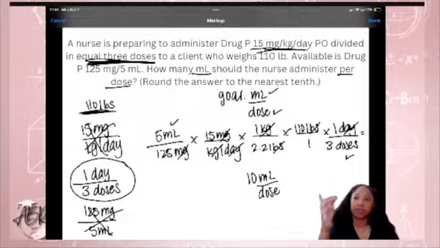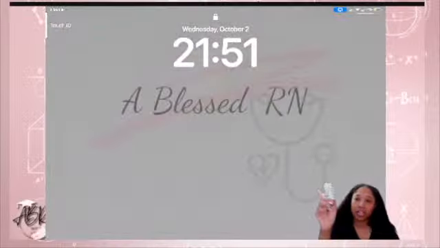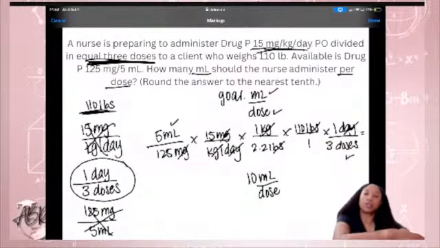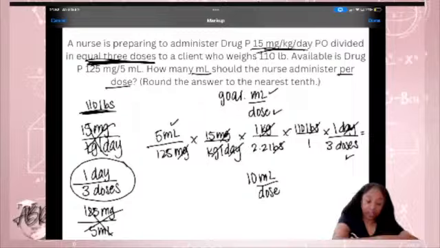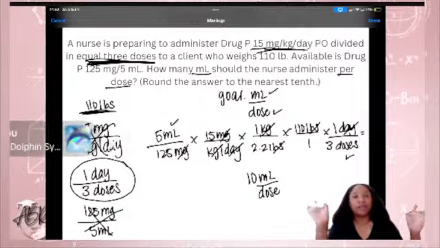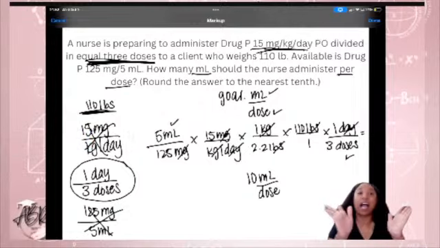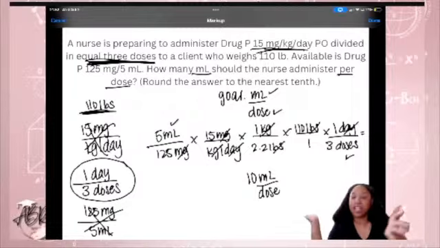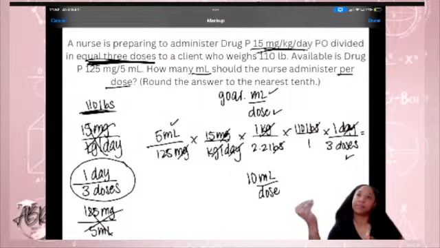So what am I looking for? What do we have to put the 1 kg over 2.2? Because your patient's weight was in pounds. Normally people like to say, oh, I'm going to take the patient's weight and I'm going to divide it by 2.2. I'm not dividing nothing until the end. I'm just going to set it up. And I'm telling you, the less steps you take, the less mistakes you make. It's foolproof.